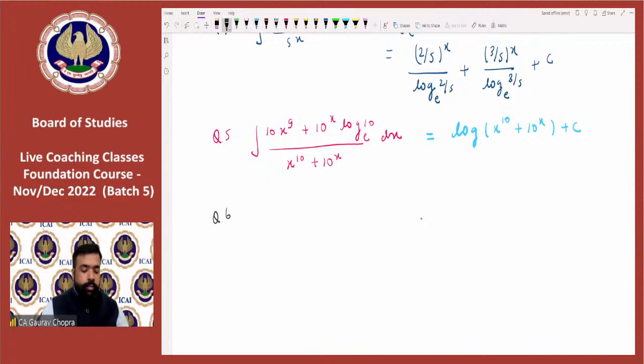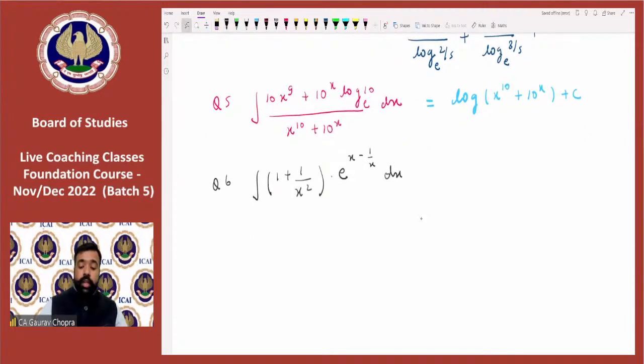Then let's try some more. 1 plus 1 upon x square multiplied by e to the power of x minus 1 upon x dx. Now this is the question. So it looks lengthy, but it is not at all lengthy. This is a very easy question.